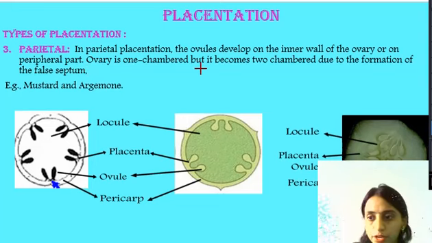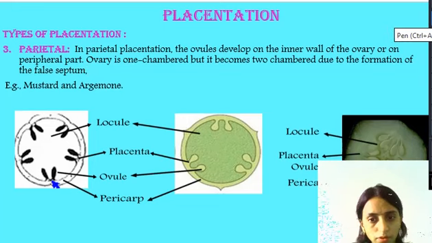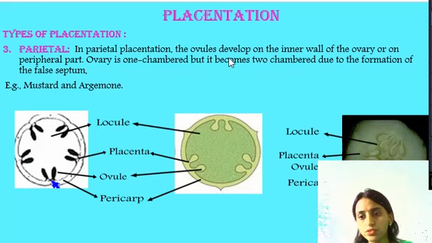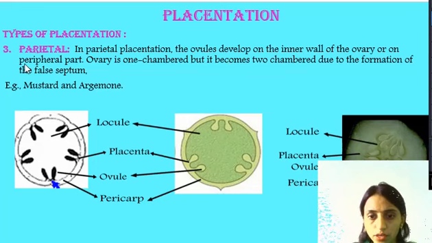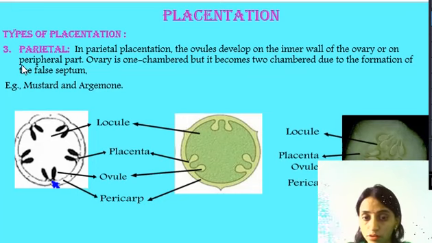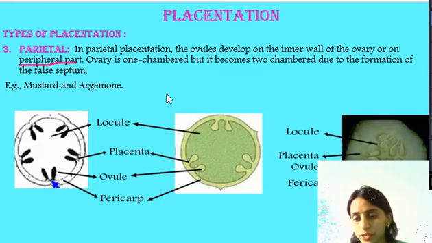The third one is parietal placentation. In parietal placentation, the ovules develop on the inner wall of the ovary on the peripheral part. The good example that I can give you here is the cucumber.